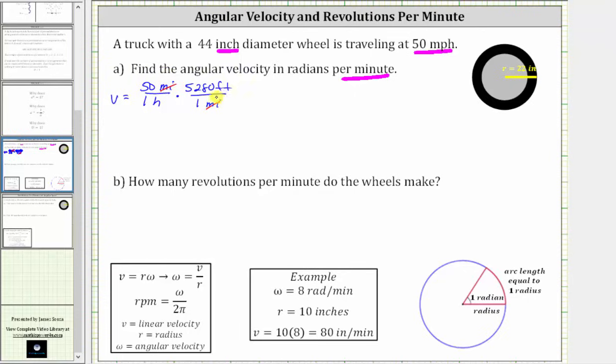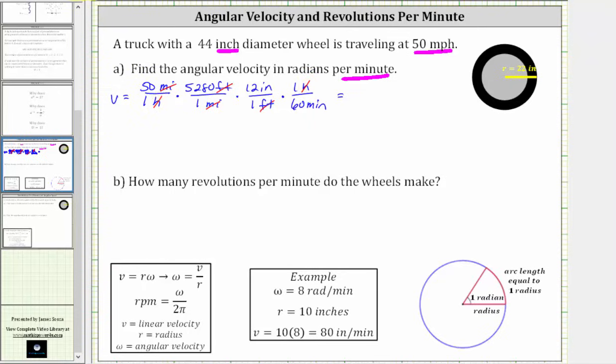And now let's convert feet to inches. Because there are 12 inches in 1 foot, we want feet to simplify out. We multiply by the unit fraction of 12 inches divided by 1 foot. And again, notice how feet simplifies out. And now let's convert hours to minutes. There are 60 minutes in 1 hour. We want hours to simplify out, and therefore we multiply by the unit fraction of 1 hour divided by 60 minutes. And the hours simplify out.